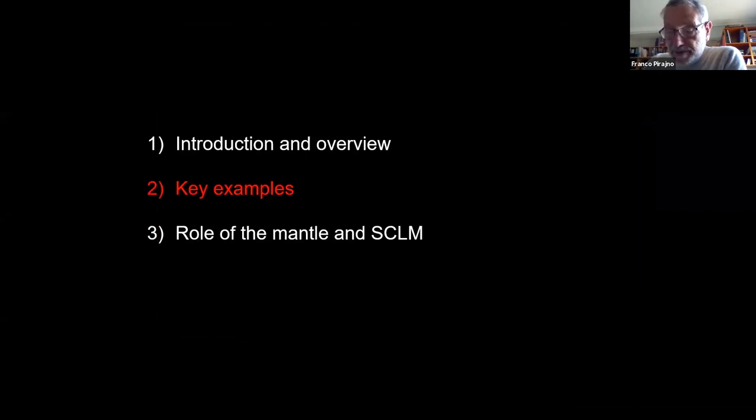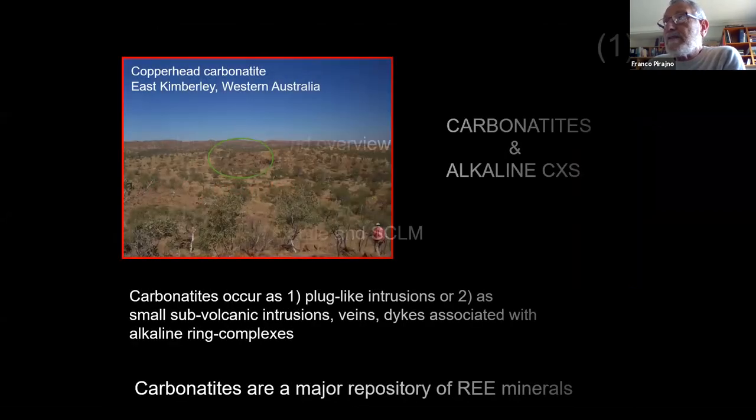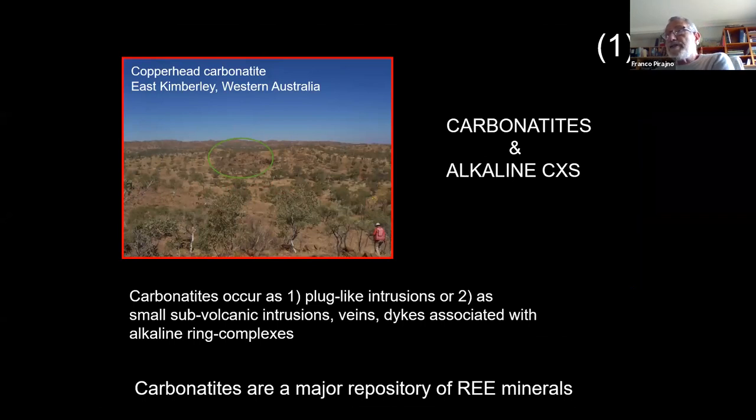Let's look at some key examples. This is the Copperhead carbonatite, which I discovered a long time ago. I was doing a consulting job with a friend of mine, and we came across this strange thing. It's called Copperhead because while we were walking there, a copperhead snake came across, so we called it the Copperhead carbonatite. In general, carbonatites occur as plug-like intrusions, small subvolcanic intrusions, veins, and dikes associated with alkaline ring complexes. And more importantly, carbonatites are a major repository of rare earth minerals.